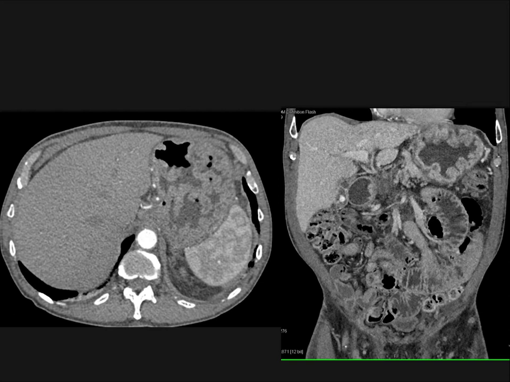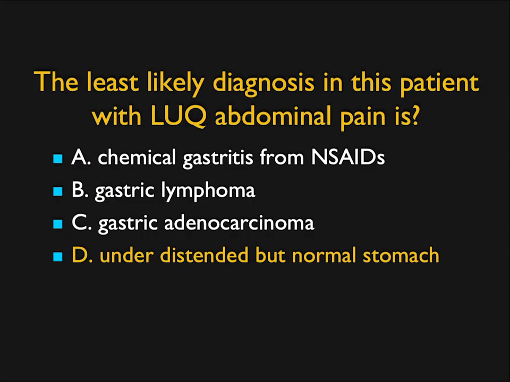In fact, this was a case of chemical gastritis. I thought it was malignancy. This patient was scoped, and it came back chemical gastritis on biopsy from NSAIDs. We do talk about how you can be fooled at times, that sometimes inflammatory disease, particularly gastritis due to drugs, can simulate malignancy, particularly early malignancy. The one thing this is not is a normal stomach that's not distended. We do make the point that when the stomach is not distended, you can be fooled. But here, the stomach is well distended, and those folds are markedly thickened, and you can see the abnormal enhancement. So the least likely is number D.